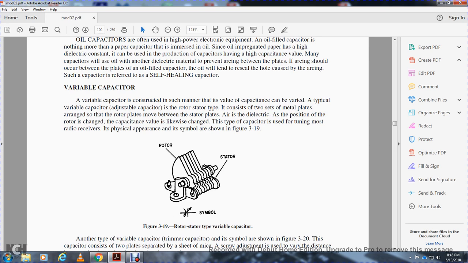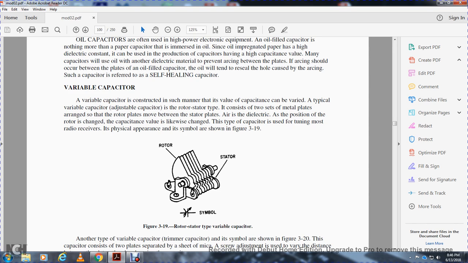Variable capacitors are constructed in such a manner that the value of the capacitance can be varied. A typical variable capacitor, or adjustable capacitor, is a rotor-stator type that consists of two sets of metal plates arranged with rotor plates between the stator plates. The air is the dielectric. The position of the rotor changes the capacitance value.